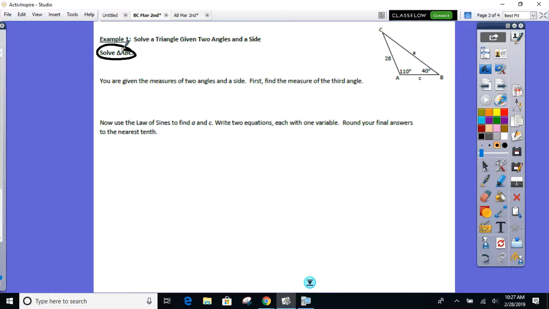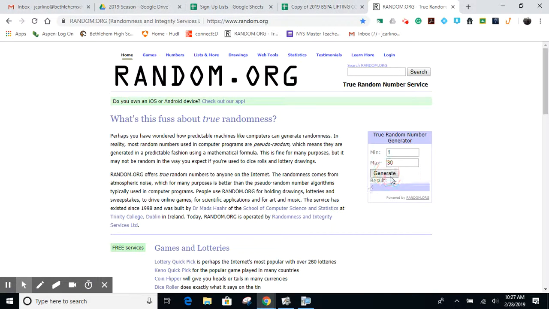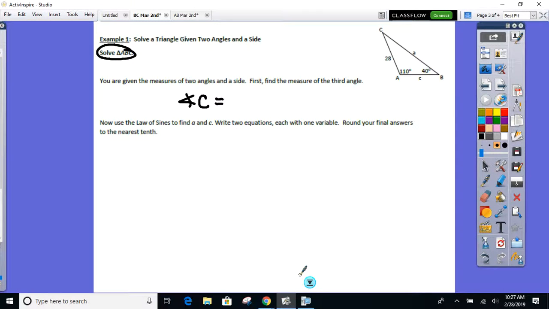Can we just at least find angle C? We don't need any special sine, cosine, Pythag, Hills or SAS to find angle C. So go ahead right now, find angle C. When you're ready, let's roll. Picking on you, Kate. 30. Yep, 30 degrees.